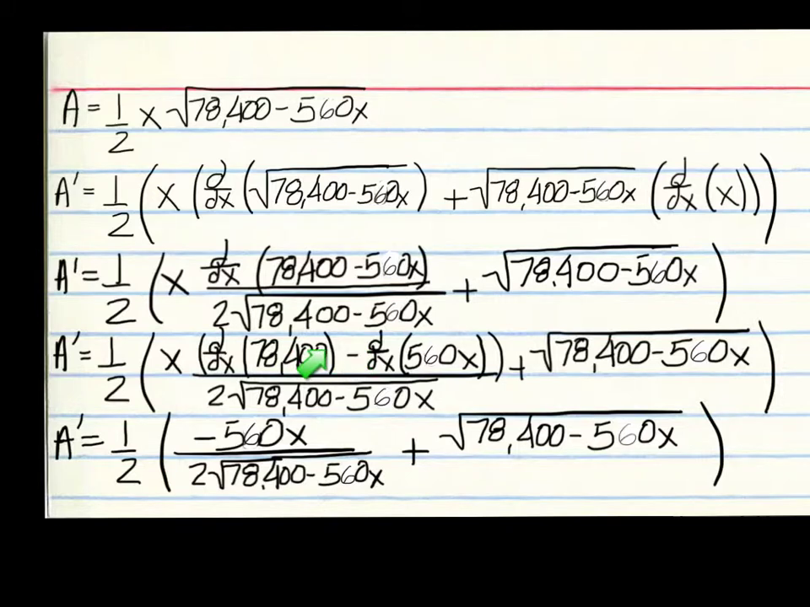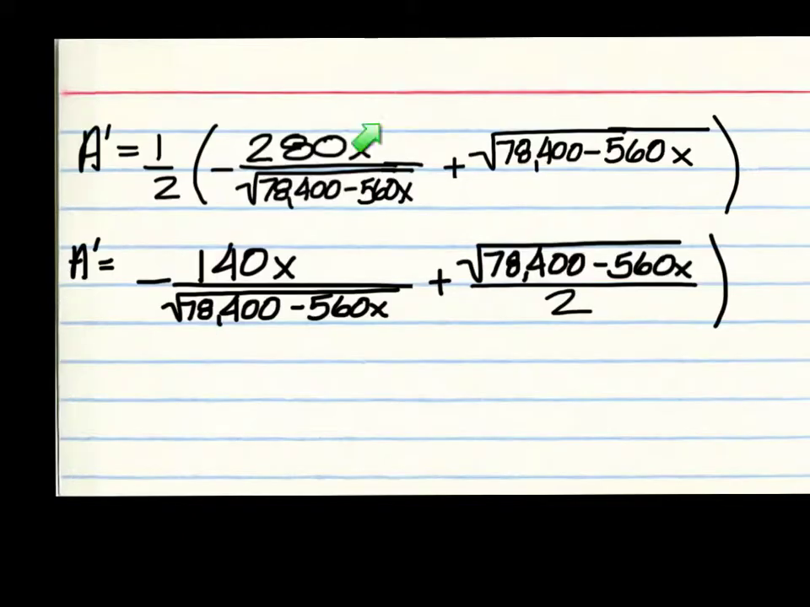The derivative of a difference is the difference of the derivatives. And everything else stays the same. This will boil down on top to this, which you can simplify with this 2 on the bottom.